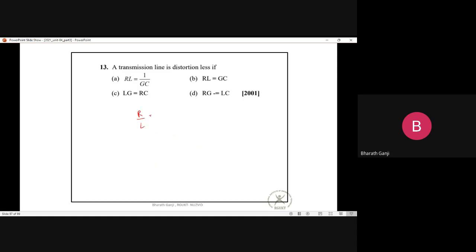R by L is nothing but G by C. So from here I can say that RC is equal to LG. I think that is satisfied in option C. So that is the equation for a distortionless line.